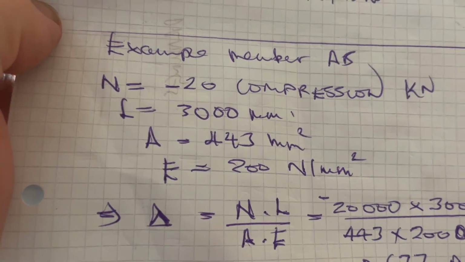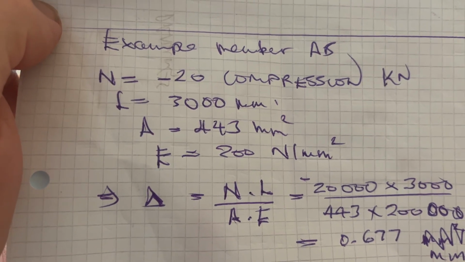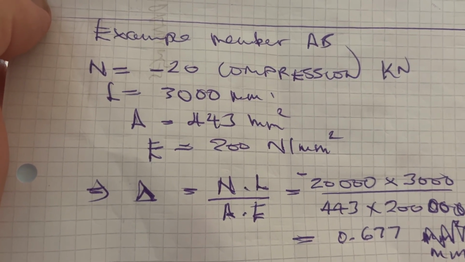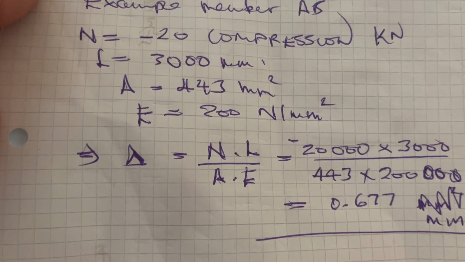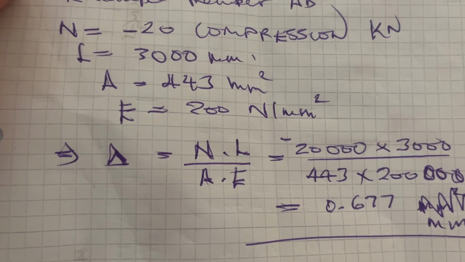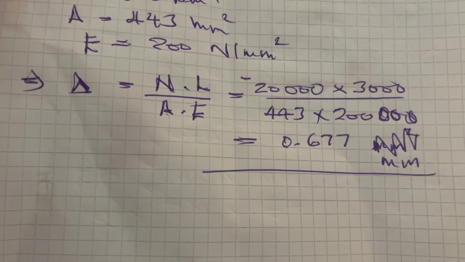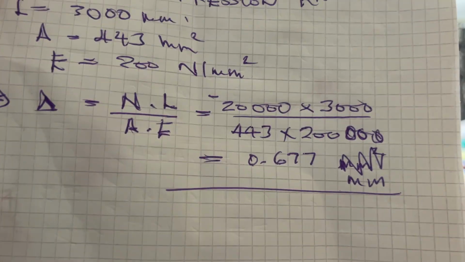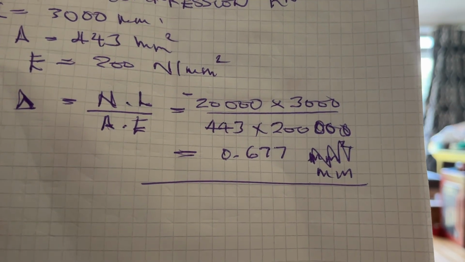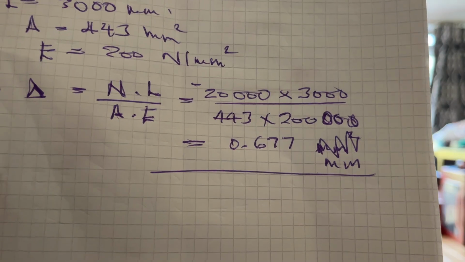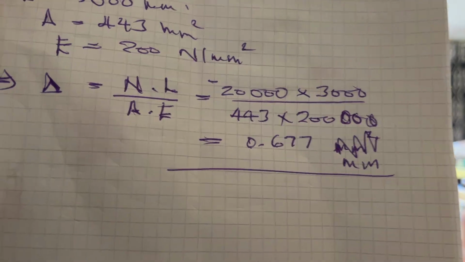We've got an example member. Let's start with the example member AB. N equals minus 20 kilonewtons, compression. L equals 3,000 millimeters long. A equals 443 millimeters squared, and E should equal 200,000 newtons per millimeter squared. Therefore, delta equals NL divided by AE equals minus 20,000 times 3,000 divided by 443 times 200,000, equals 0.677 millimeters.